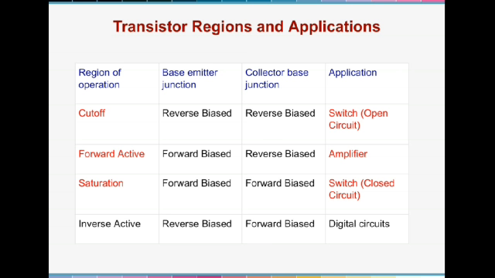If the base emitter junction is forward biased and the collector base junction is reverse biased, in this condition the transistor will operate in the forward active region. The application of this region is that the transistor will work as an amplifier.